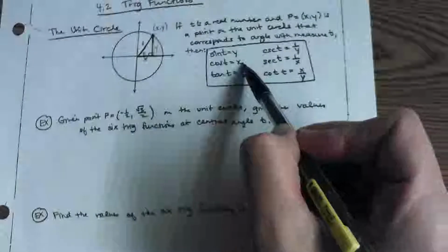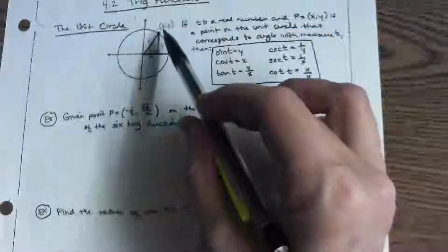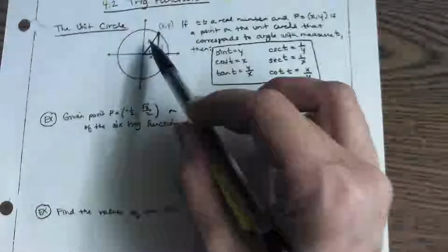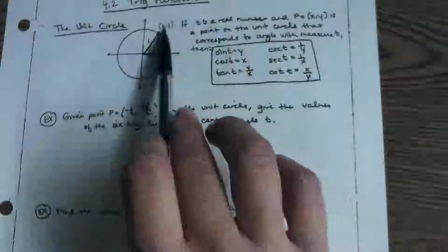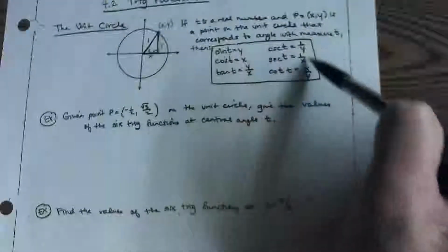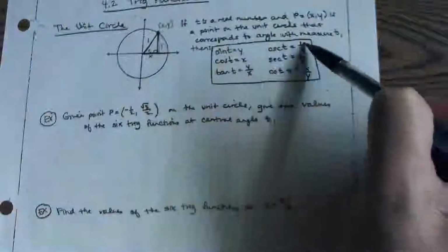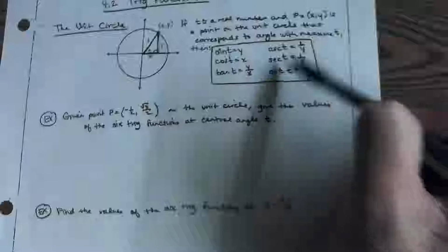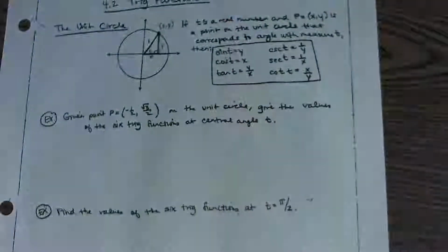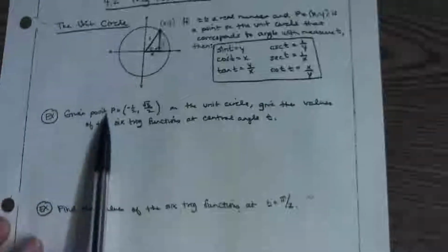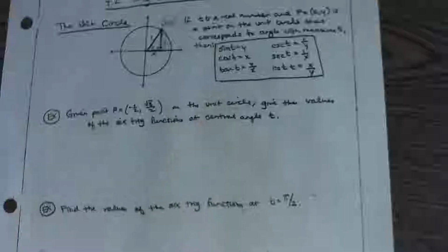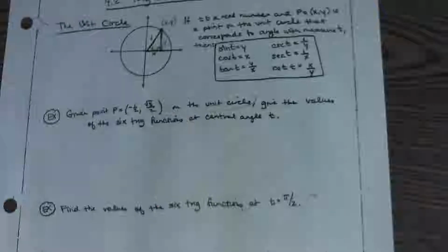So for the same logic, your cosine is x, just your x coordinate of that point, adjacent over hypotenuse. Your tangent is opposite over adjacent, y over x, so your y coordinate over your x coordinate. And then these 3 functions are our reciprocal functions. The reciprocal of sine is cosecant, so 1 over y. Cosine is secant, 1 over x. And tangent is cotangent, x over y. Remember that?